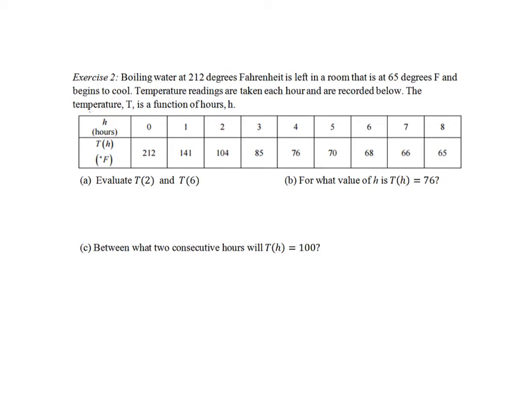Boiling water at 212 degrees Fahrenheit is left in a room that is at 65 degrees Fahrenheit, and it of course begins to cool. When something is warmer in a cooler environment, it tends to cool down to get close to the temperature of its environment. Temperature readings are taken each hour and are recorded below. The temperature T is a function of hours H. We're going to see later in the course that this application is actually called Newton's law of cooling.